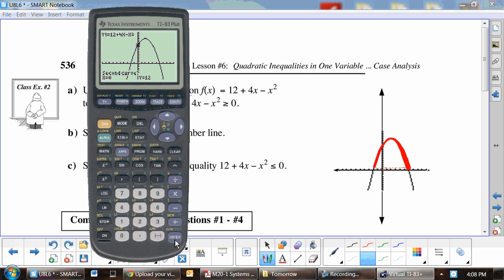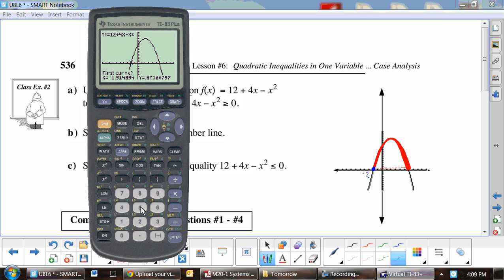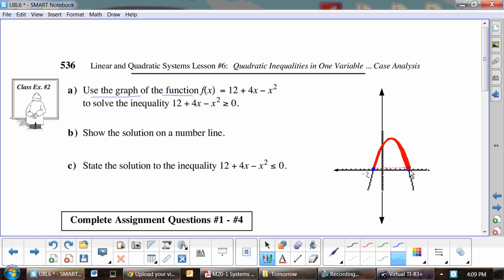So in multiple choice, make sure your y2 is set to 0. You can trace intersect. You definitely just want to use your calculator. So we know that one x-intercept is at -2. And we can go and find the other one as well. So second trace intersect. Move all the way over. Enter, enter, enter. That's it. Perfect. My intersection is at 6. So right there.